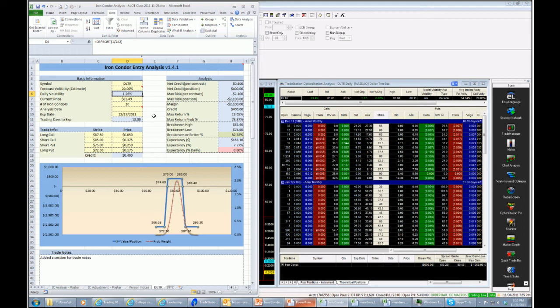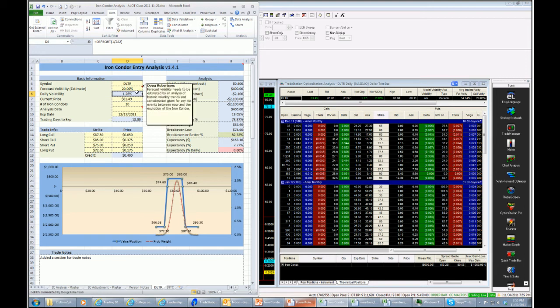If the implied volatility is lower than this forecast volatility, then we're going to have a negative expectancy, basically meaning that if we did this trade over and over and over again, eventually we would be losing. So that's one of the things we really want to know about this trade.